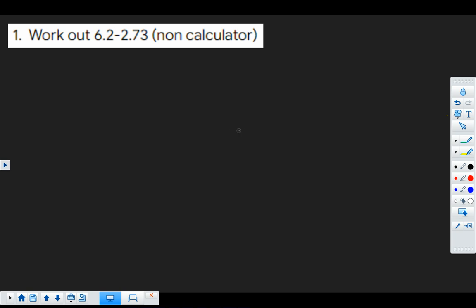Welcome to day 60 of our GCSE 5 a day, and we start with a decimal subtraction. The key point here is to make sure that our decimal points are lined up. If we do that, we're not going to go wrong.